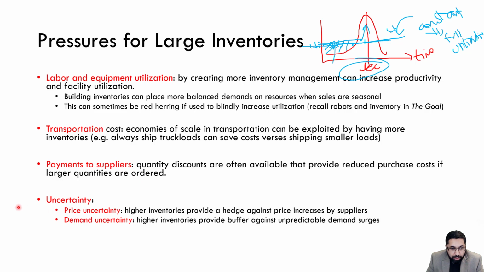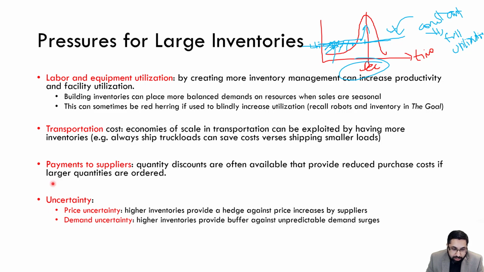Uncertainty is a big driver of inventory, especially safety stock. Safety stock is buffer inventory you have to manage the risk based on demand uncertainty, things like that. If demand is volatile and you have lots of buffer inventory, if the demand suddenly spikes, you can still manage that demand because you have inventory on hand. So the higher the uncertainty in a system, the higher the inventory tends to be. One way to manage that is to have high inventory levels.